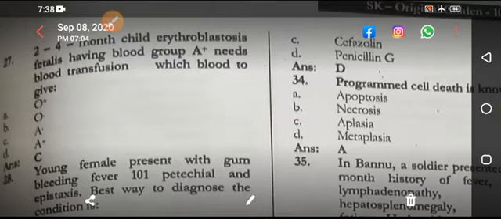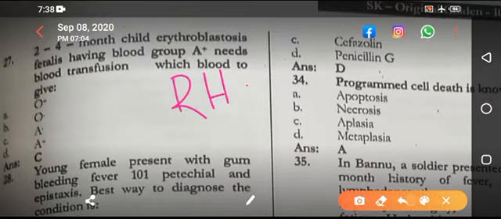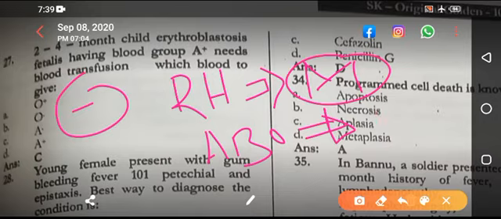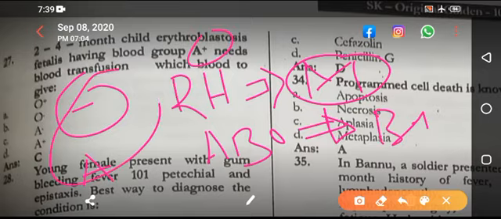So the answer over here is A negative. Why? Because if we presume this is RH incompatibility, you have to take the RH of the mother and ABO of the baby. Erythroblastosis fetalis is most severe in RH incompatibility, or the most common cause, you can say, is RH incompatibility. So what is the RH of the mother? The answer is negative. And what is the ABO of the baby? The answer is A. So you transfuse with A negative.